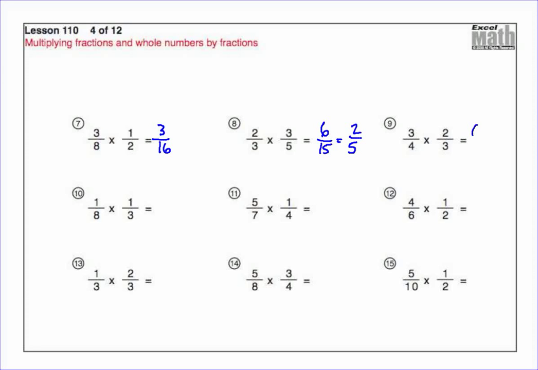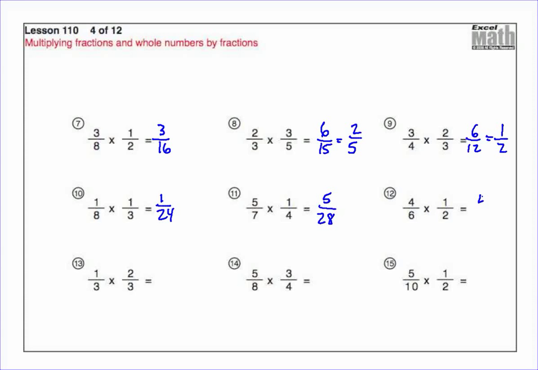3 times 2 is 6. 4 times 3 is 12. Of course, 6/12 is equal to 1/2. 1 times 1 is 1. 8 times 3 is 24. That's the answer. 5 times 1 is 5. 7 times 4 is 28. And that's reduced because you can't divide 28 by 5. 5 would be the only number you could divide 5 by in order to reduce that.